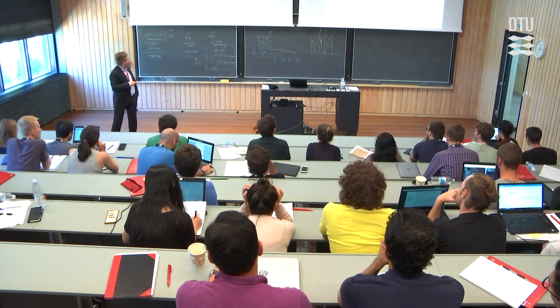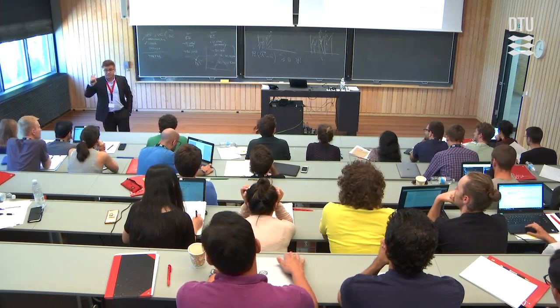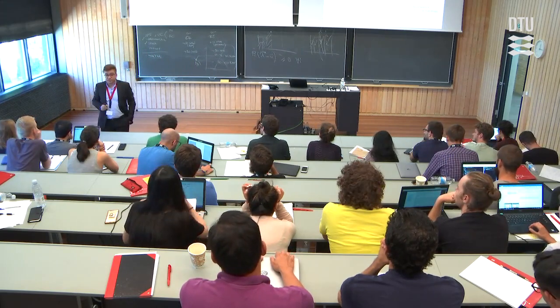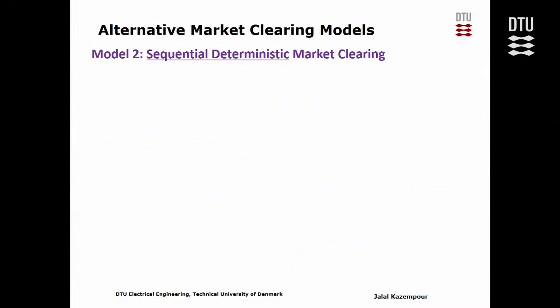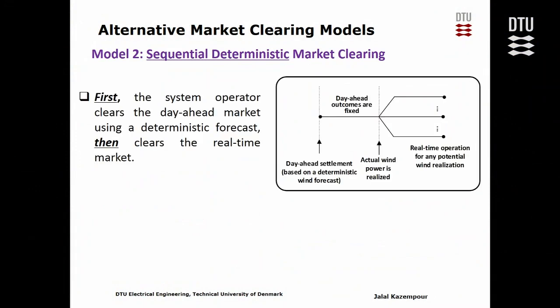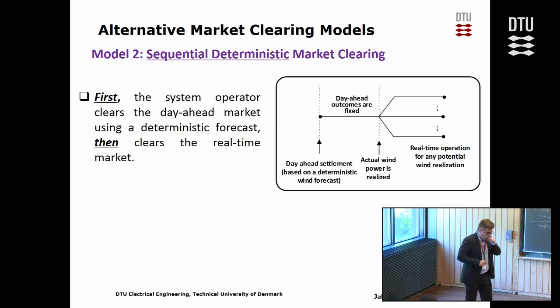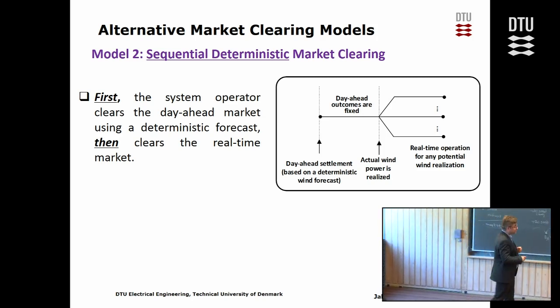So, stochastic market clearing: nice, ideal solution, but it's not very practical. We need to augment our deterministic model, which is very simple. In day ahead, we have a deterministic wind forecast, just deterministic. We say, yeah, 10 megawatt is my wind forecast with a probability of 1. It's deterministic. Then we make our day ahead decisions, and our day ahead decisions are fixed.